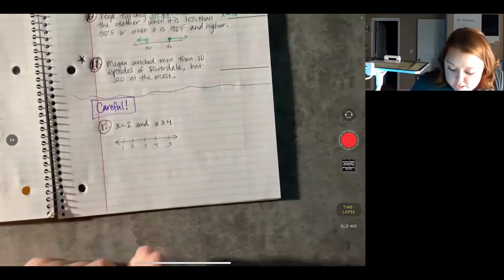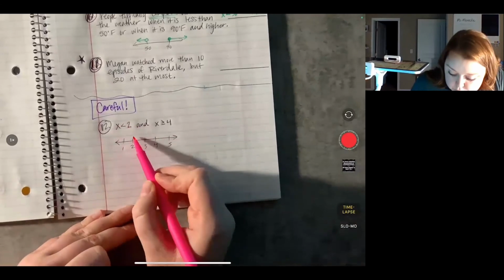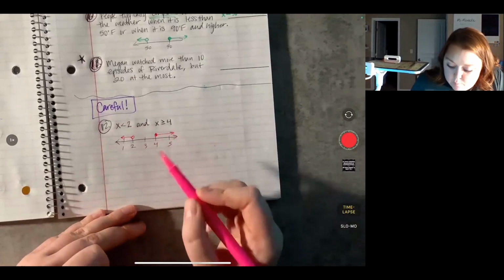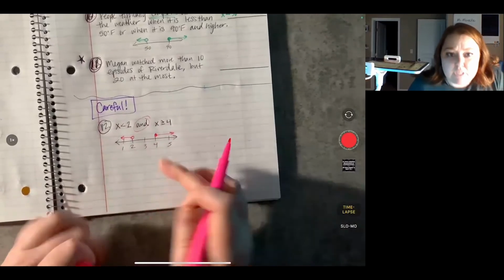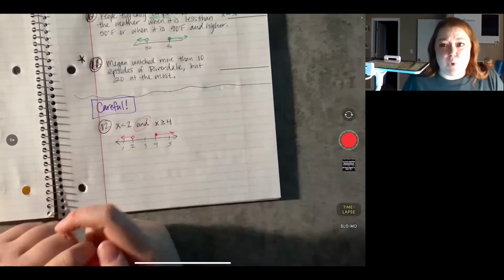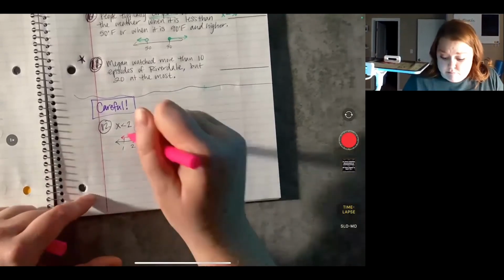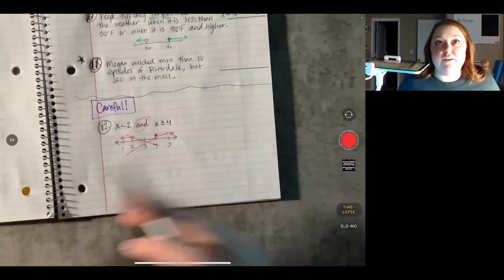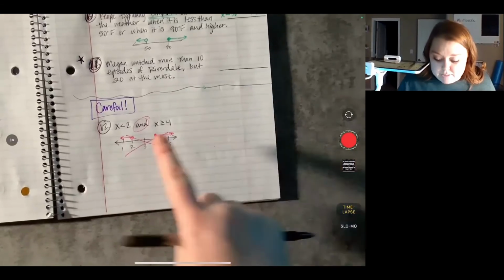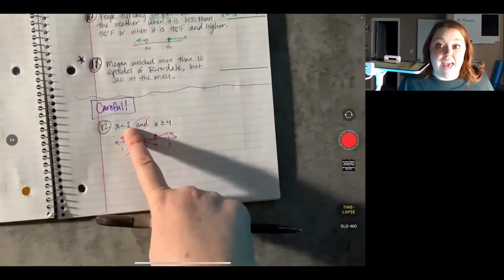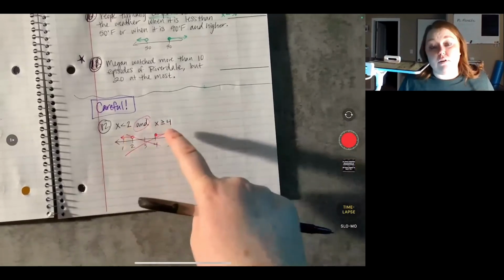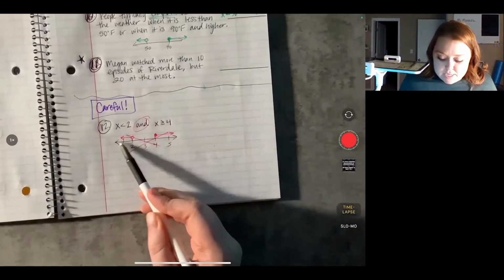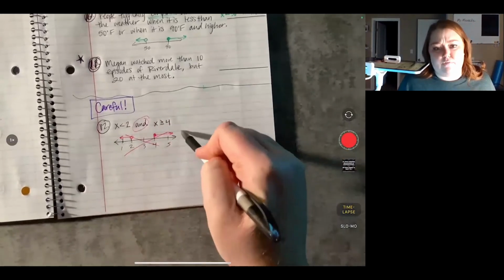So what this is saying is that X is less than 2 and X is greater or equal to 4. But it says the word and. If it separates like this, that's an or statement. That ain't gonna work. And it makes sense because, can you think of a number that's less than 2 and also greater than 4? It doesn't work. Numbers less than 2 are not also greater than 4.